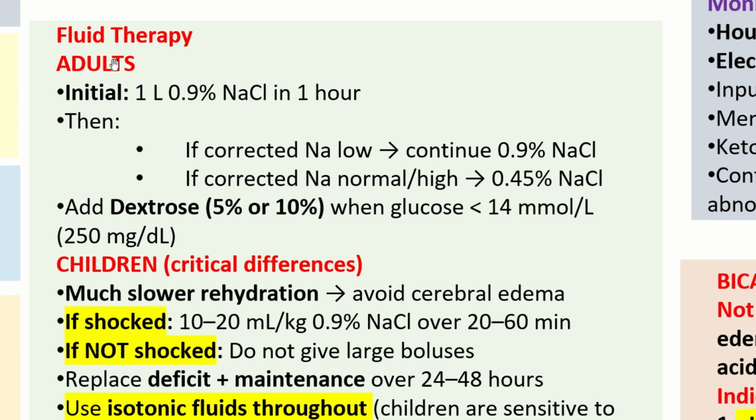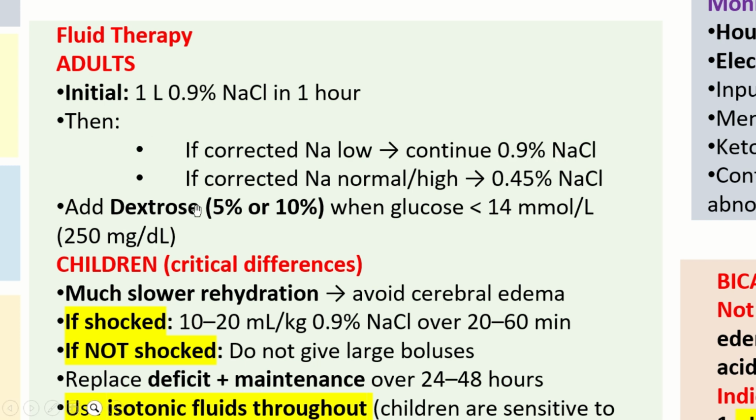And then if corrected sodium is low, that is when you do the sodium, and remember you have to correct for it, as we saw from the other formula, because of that dilution from the hyperglycemia and hypervolemia. So if your corrected sodium is low, you want to continue 0.9% sodium chloride. But if the corrected sodium is going a bit high, that is not good. We want to give 0.45% half strength normal saline.